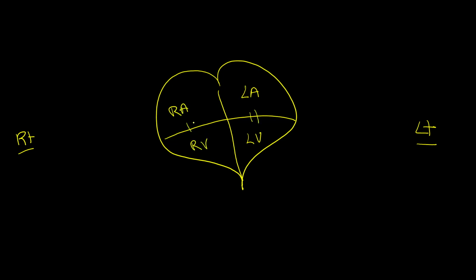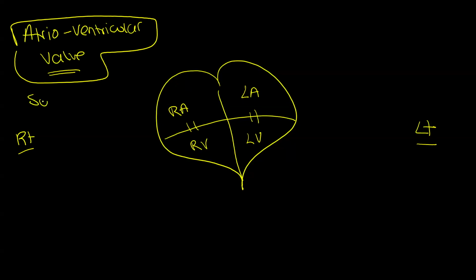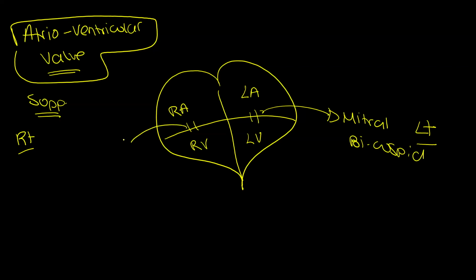I have 2 valves between the atria and the ventricles called the atrioventricular valves. I am mentioning the name more than once because this name is new to you. This is supplement. You have 2 atrioventricular valves, one on the left and one on the right. Atrioventricular valves are valves present between the atria and the ventricles. The one on the left side is known as the mitral or the bicuspid. And the one on the right is known as the tricuspid. I repeated this at least 5 times until now.